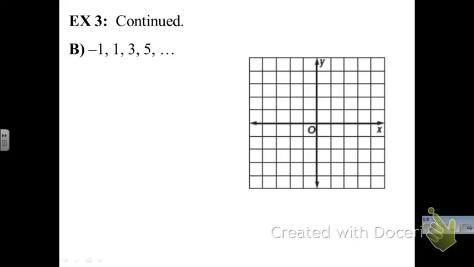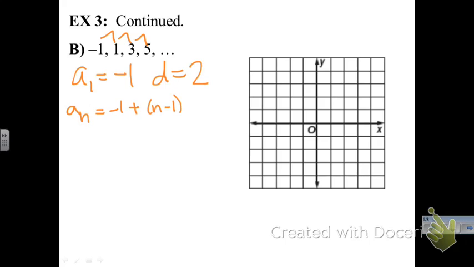So here's your next one. Again, we begin by finding a sub 1, and that is your first term, so it's negative 1. Then we find our common difference, so what is occurring each time? It looks like we're adding 2. So then we go to our a sub n formula. A sub n equals a sub 1, negative 1, plus n minus 1 times d, 2. And then we'll simplify this by distributing the 2 to both and get 2n minus 2. And then one more step, we'll combine our like terms, negative 2, negative 1, and we have 2n minus 3.